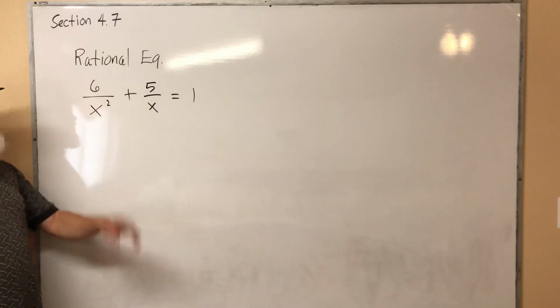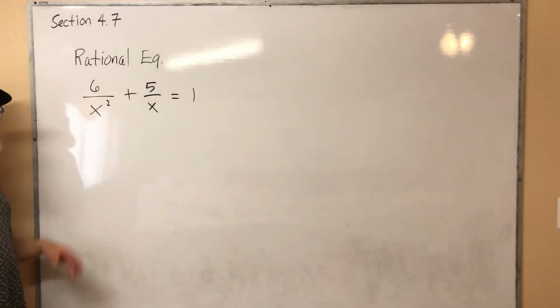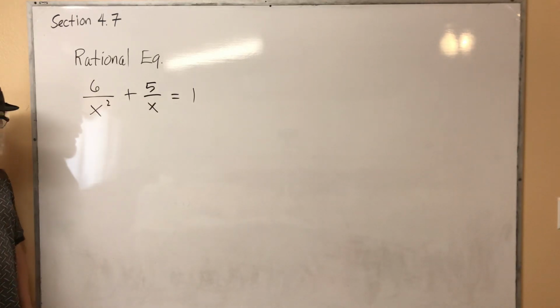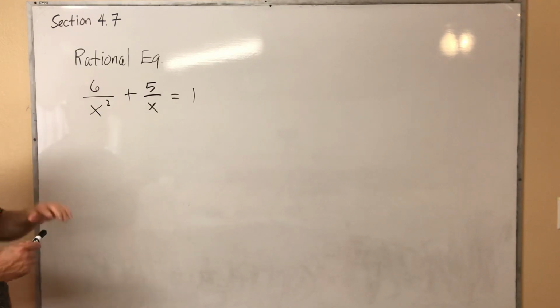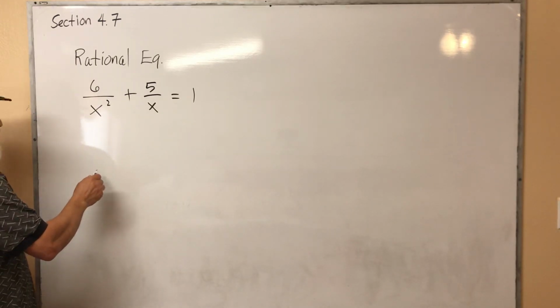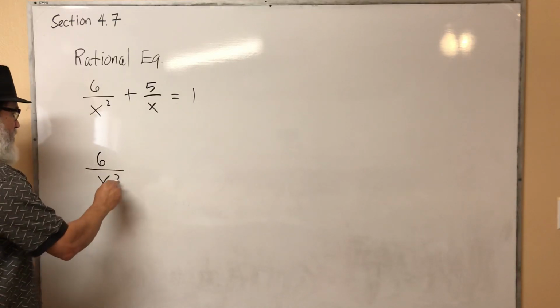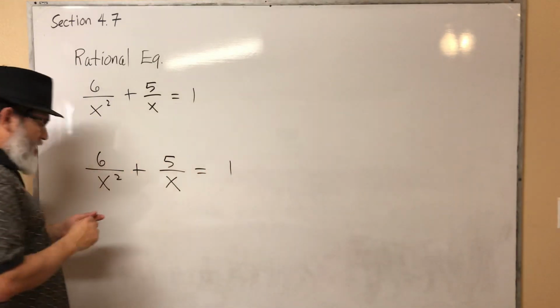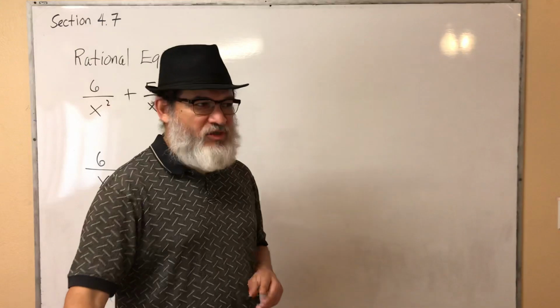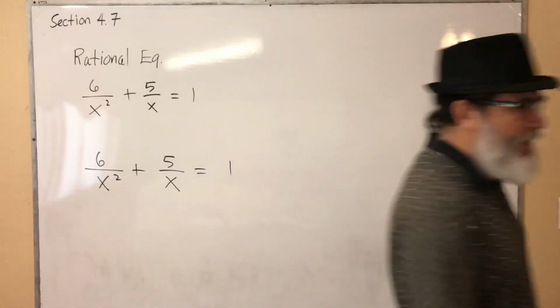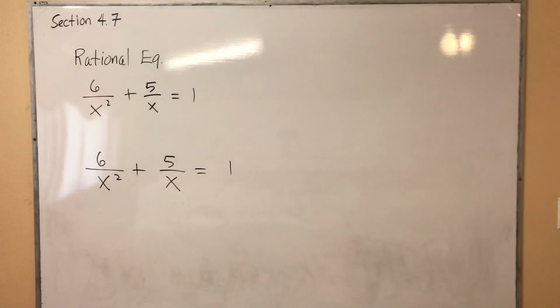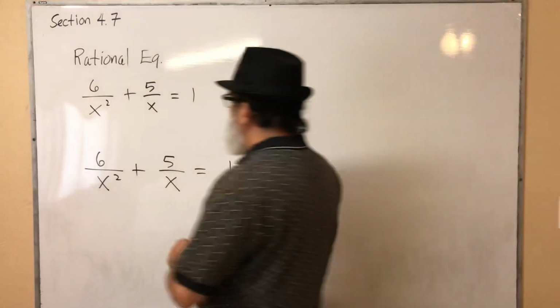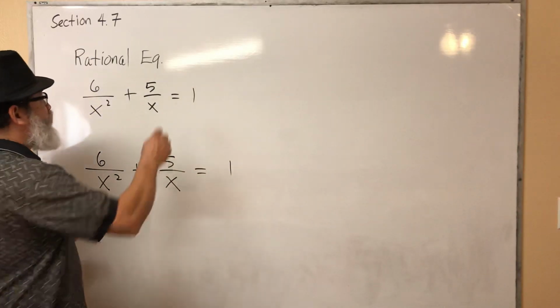Okay, so the first thing we're going to do is rewrite this and multiply everything by the LCD. Okay, so let's rewrite it. 6 over x squared plus 5 over x equals 1. And now I'm going to multiply everything by the LCD. Let me get my color pen. And we know that the LCD for this problem is x squared.